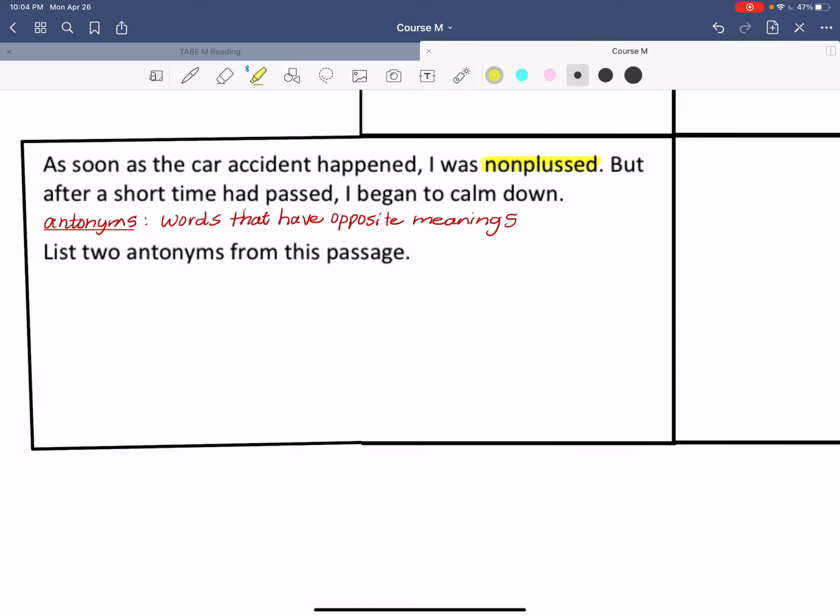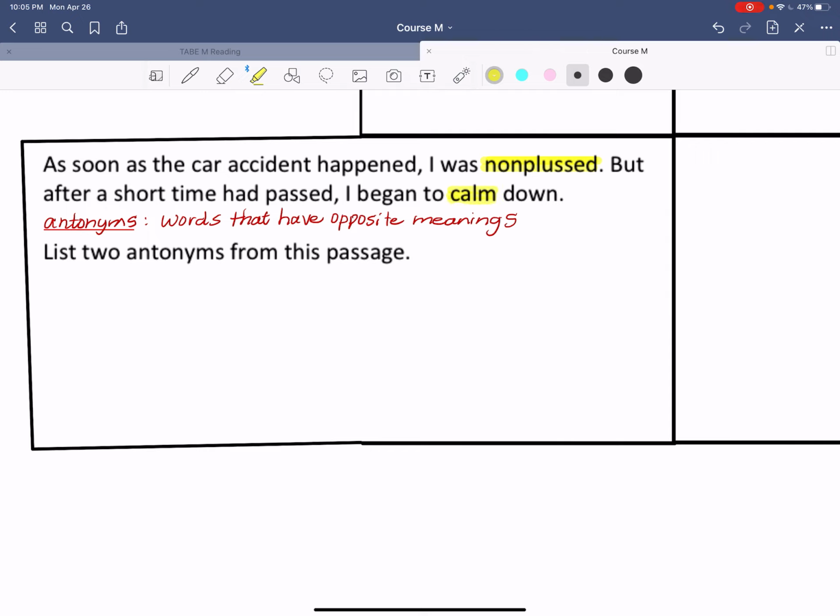So nonplussed is the same, probably, as afraid, excited, anxious. But after a short time had passed, I began to calm down.